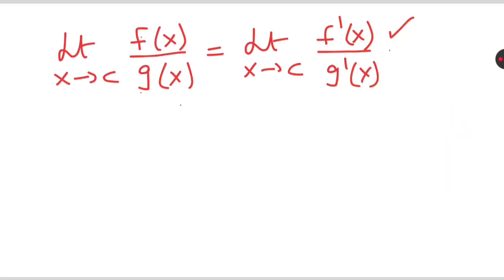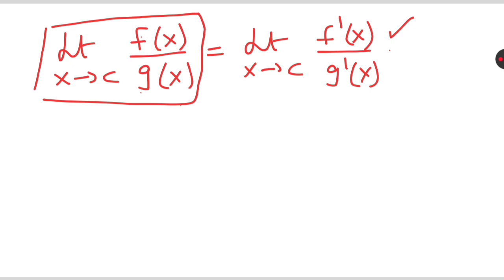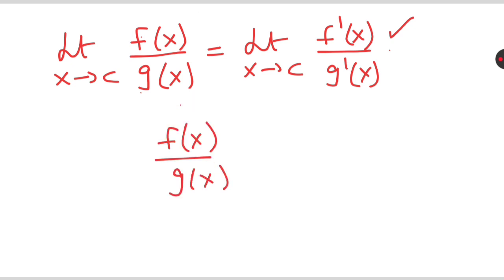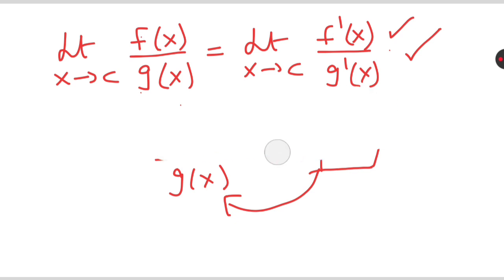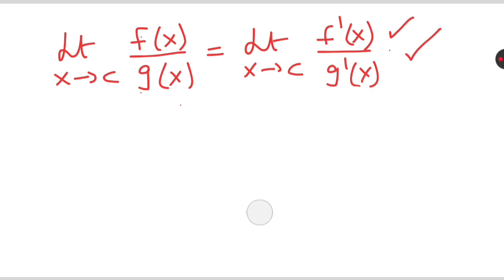The L'Hospital rule applies to the rational form, f of x over g of x. But our given function is not in the rational form. It is in the exponent form. So first, we need to convert this exponential form into a rational form. Then we can apply the L'Hospital rule. So I am going to convert the given function x raised to the power of 1 over x into a rational form.